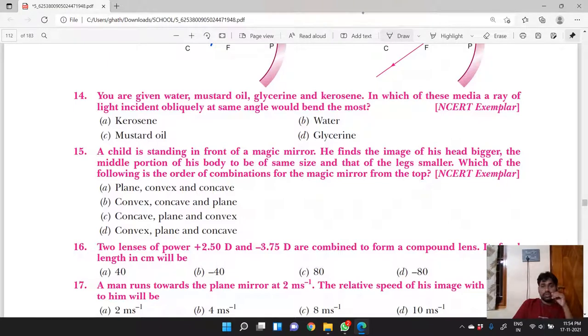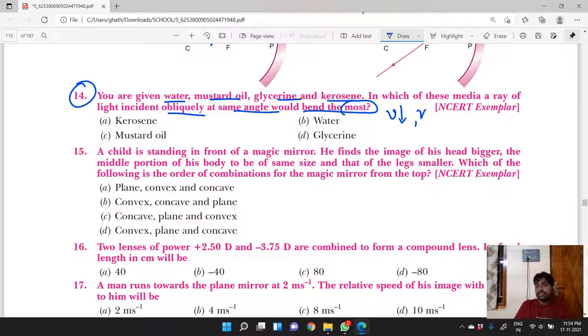Next, this is a very simple question. You are given water, mustard oil, glycerin, kerosene. In which of these media would a light ray incident obliquely at the same angle bend most? Bending most means the speed will be very less, so it should have more refractive index. The one having the highest refractive index is glycerin, so glycerin is the answer.